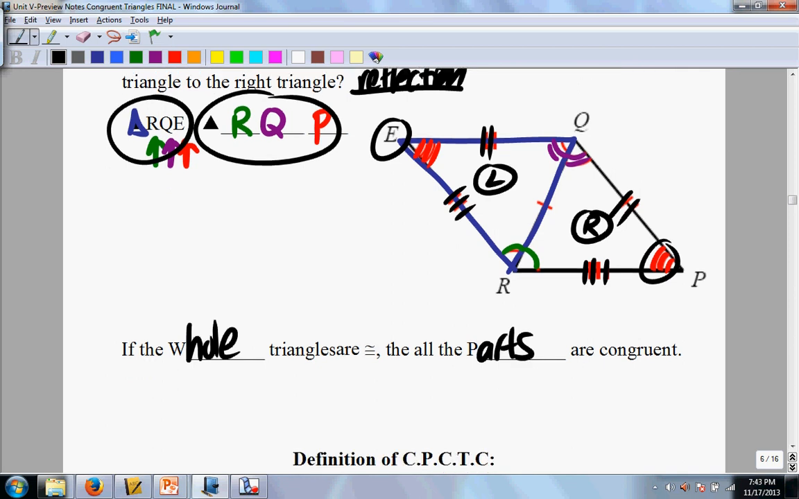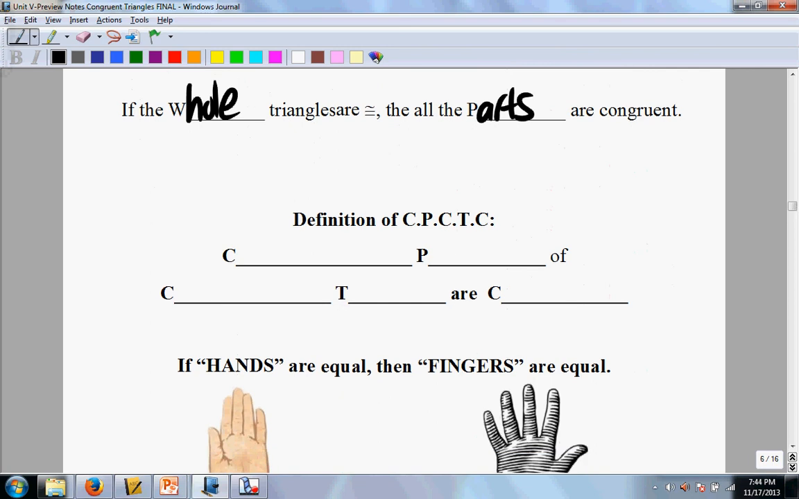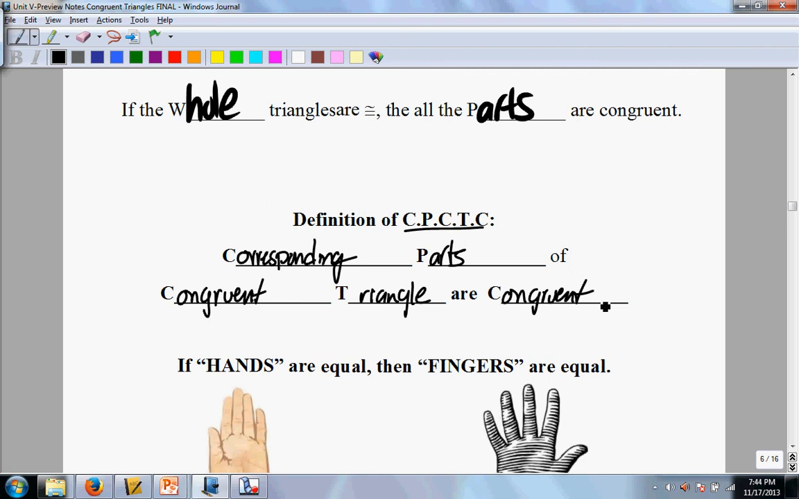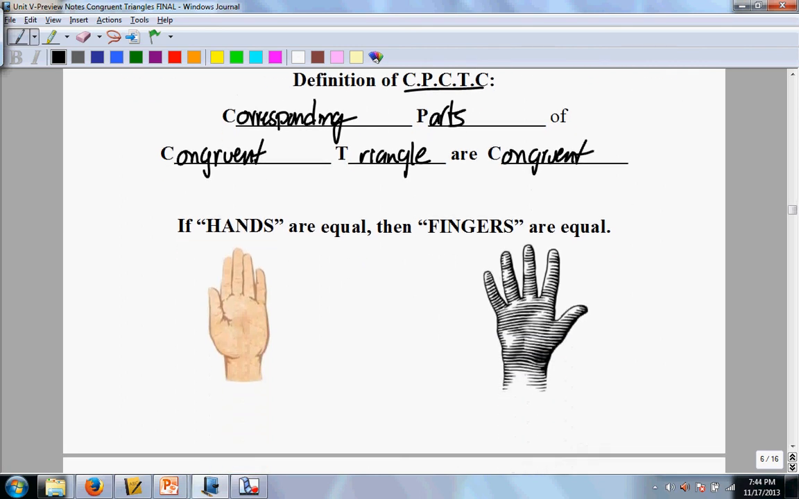We'll do more of this in class, but there's an acronym for that, and I don't want you to be intimidated by this acronym. Just write this down. I'm going to say it as I write it several times. The acronym is CPCTC. It stands for corresponding parts of congruent triangles are congruent.